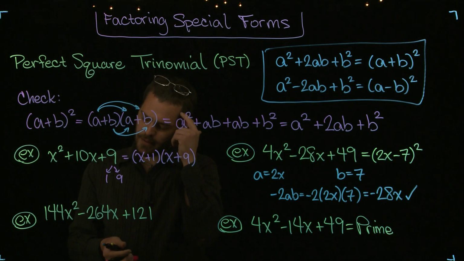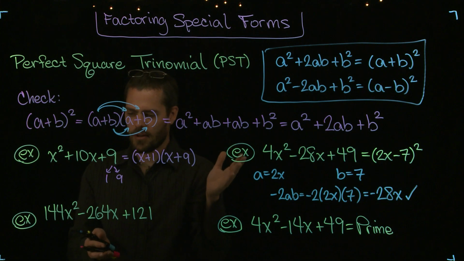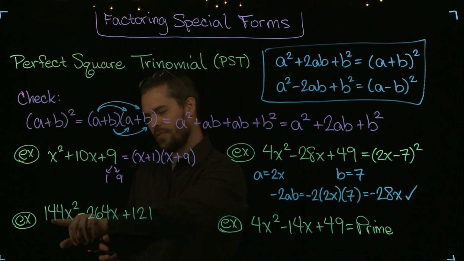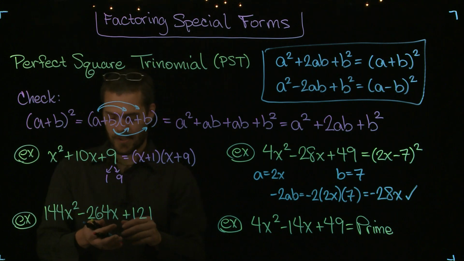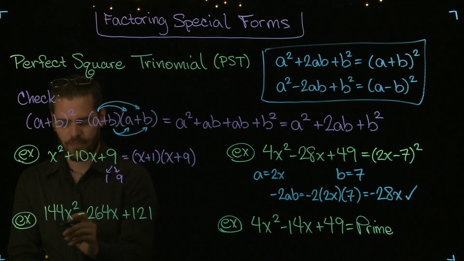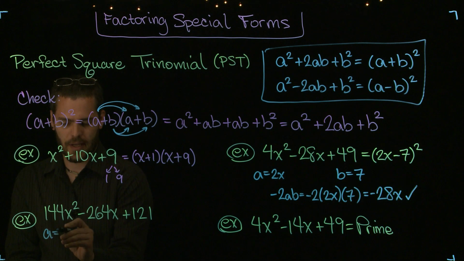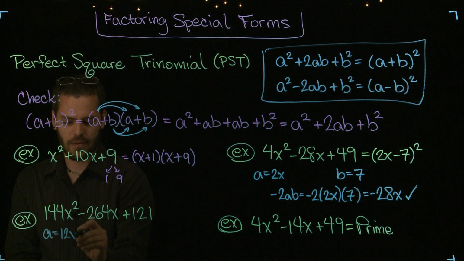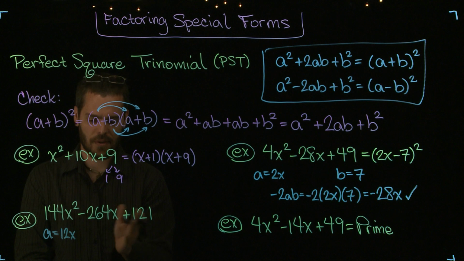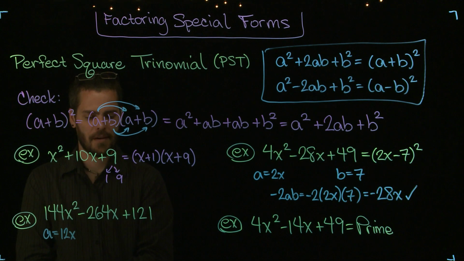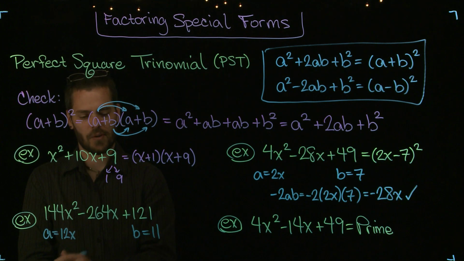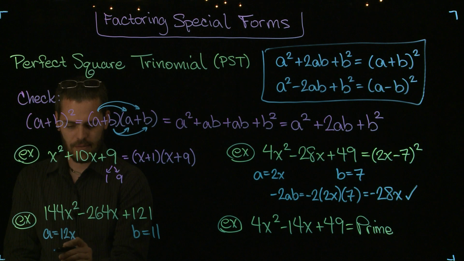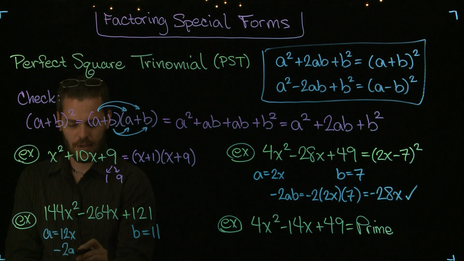So one other thing, you could try method number 3. 144 looks so familiar to me, and so does 121. Both of those are perfect squares. So I'm going to check the perfect square trinomial. So then A would be 12x, because 12x times 12x gives me 144x squared. B would be 11, because 11 squared is 121. So now I need to check what is negative 2ab.